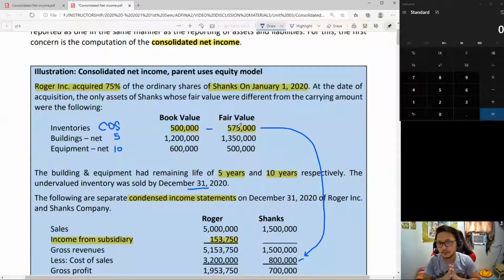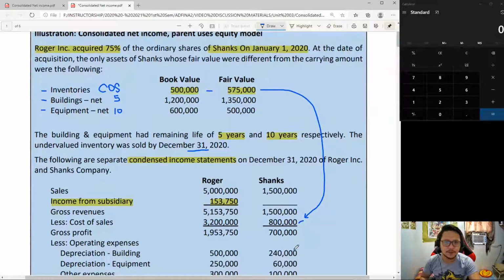So in the end, we will have to analyze the effect of these three over and under valuations on Shanks' net income. Just like how we computed our income from subsidiary, the consideration of amortization is actually the same concept here. And when we finally get to the amortization computation, it should look like this.